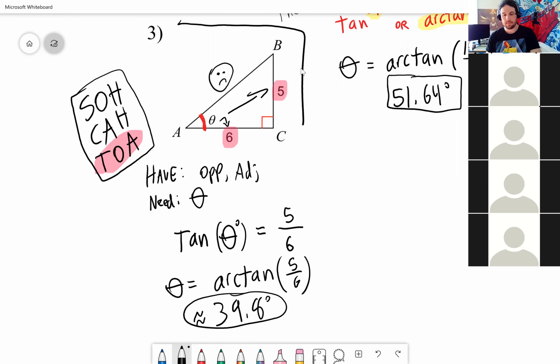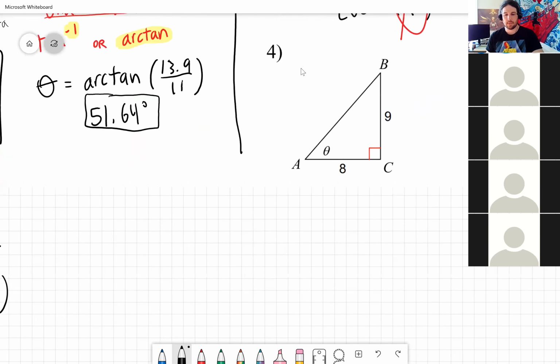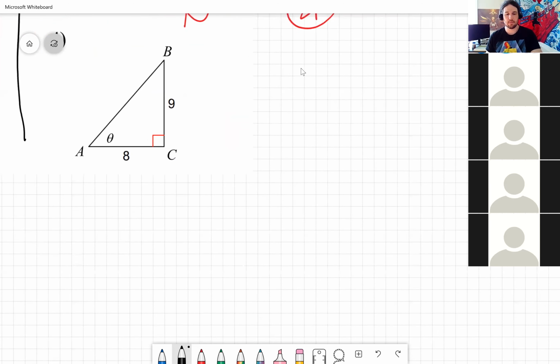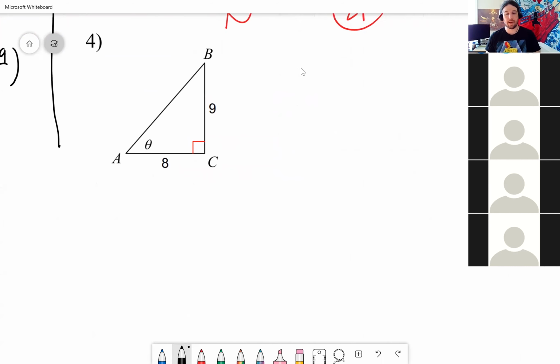Okay. Last example. Then I will go back and I will do some solving for sides examples as well, just to make sure everybody is on the same page. Plus, we've only been at this for 40 minutes, so, you know, we've got plenty of time.